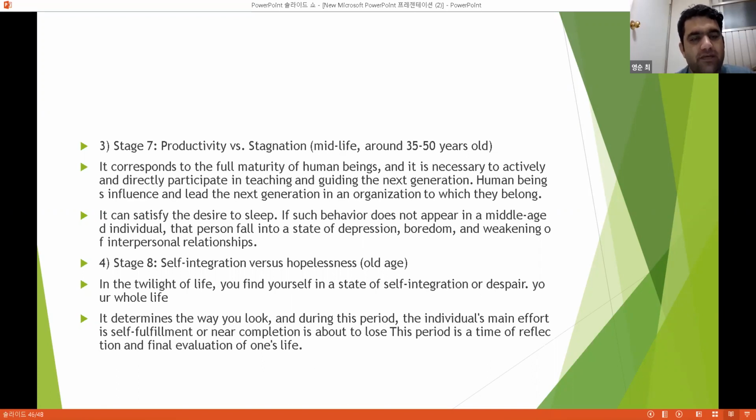And stage number 8, self-integration versus despair. Self-integration is really important compared to despair. In the twilight of life, you find yourself in a state of integration or despair. So your whole life determines the way you look, and during this period the individual's main effort is the fulfillment or near completion of life, which they are about to lose. This period is a time of reflection and final evaluation of one's life.